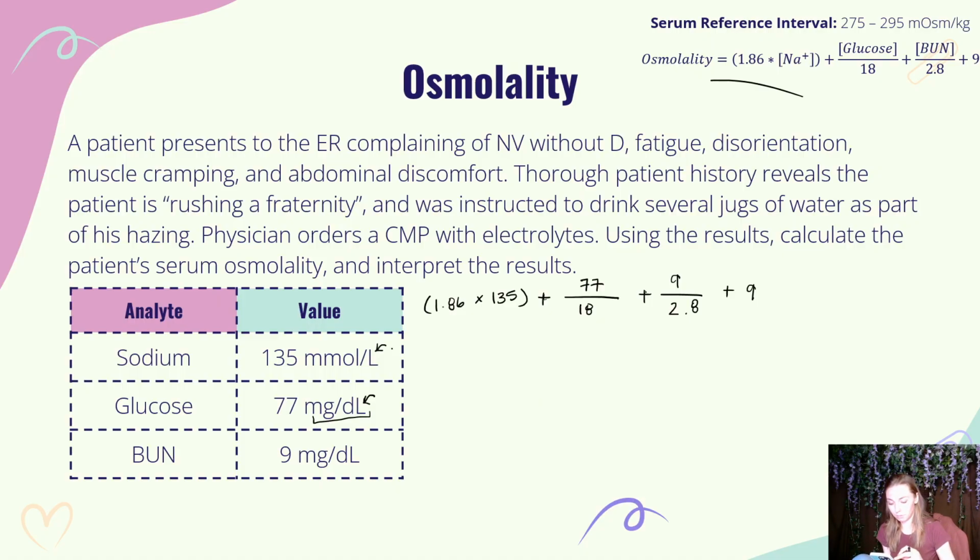Let's do math. So 1.86 times 135, that's going to equal, I like to do stepwise math. I've noticed that a lot of the professors don't. So their rounding may end up being different than mine is if you like to do stepwise like I do.